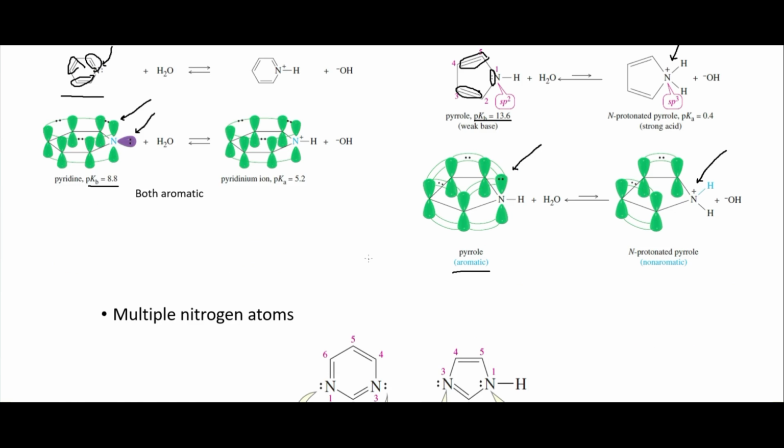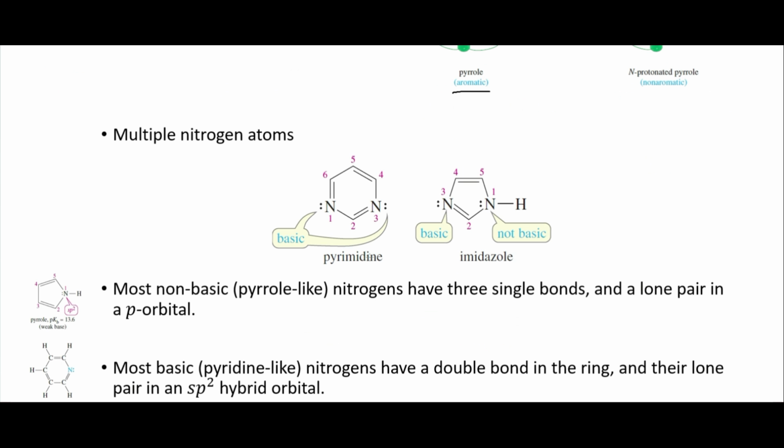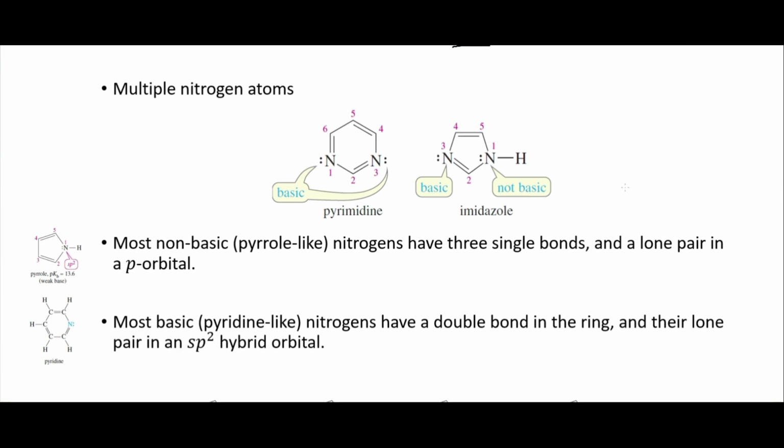We can also have more than one nitrogen atom, so we could have something like this pyrimidine or this imidazole right here. And what we notice for these is that most of the non-basic, so the pyrrole-like nitrogens, so remember this was our pyrrole right here, have 3 single bonds and a lone pair in a p orbital. And so that would be like this one right here. So we see it has the 3 single bonds, it has no double bonds going to it in our structure, and so that is non-basic.